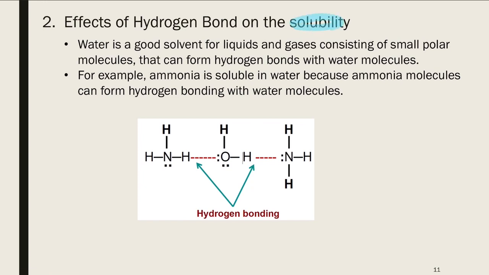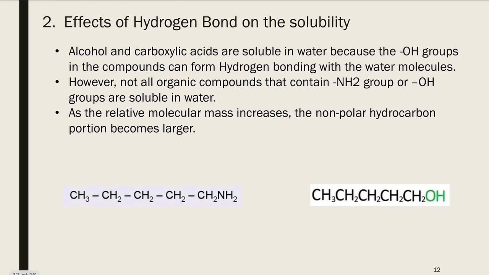Okay, next let's take a look at the effects of hydrogen bond on solubility. So we all know that water is a good solvent for liquids and gases that consist of small polar molecules, sebab dia boleh form hydrogen bond dengan water molecules. Sebagai contohnya, ammonia is soluble in water because ammonia molecules can form hydrogen bond with water molecules. Selain daripada itu, alcohols and carboxylic acids also are soluble in water because the OH groups in the compounds can form hydrogen bond with the water molecules.